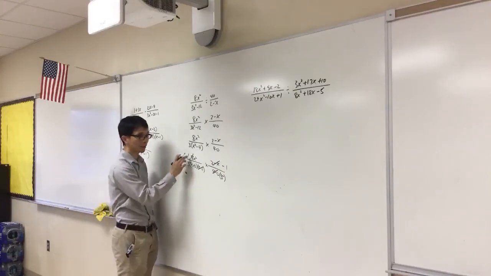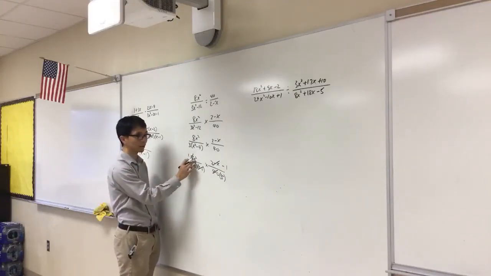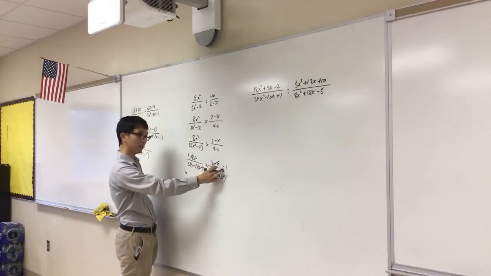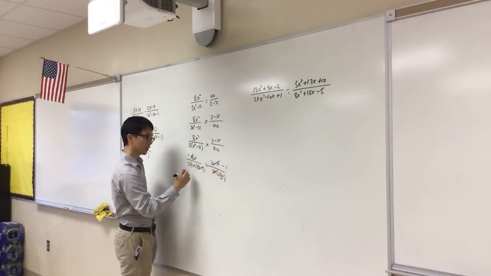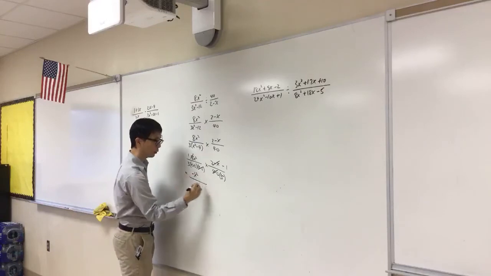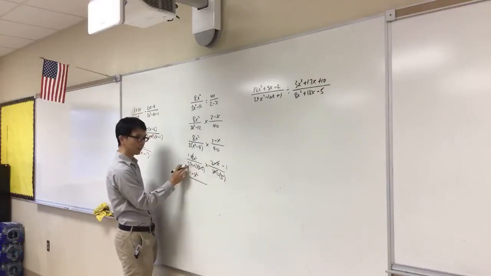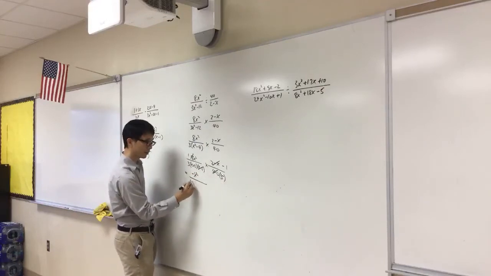And then I just keep multiplying everything. So 1x squared times -1, right? Negative x squared, negative x squared, good. Over 3 times 5, 15, x plus 2.